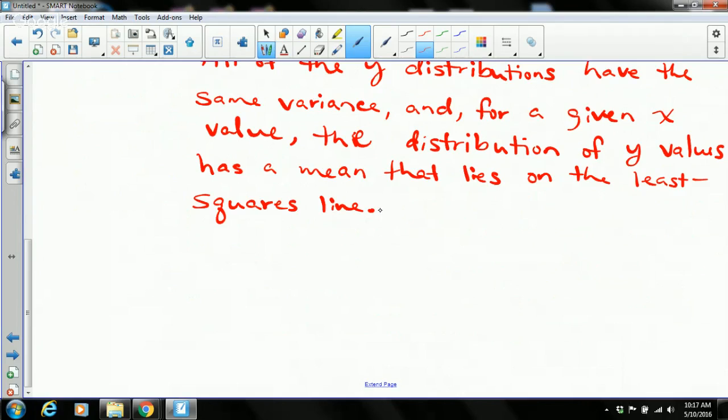So all of the y distributions have the same variance, and for a given x value, the distribution of y values has a mean that lies on the least squares line, okay? And we assume that for a fixed y, each x has its own normal distribution. Just listen to me on this part, and then if we need to, we can write it down. In most cases, the results are still accurate if the distributions are simply mound-shaped and symmetric, or approximately equal. So we still want it to be mound-shaped, but it doesn't have to be perfectly normal. That's just what it's saying, okay?